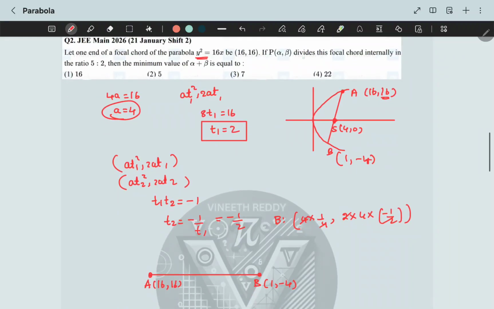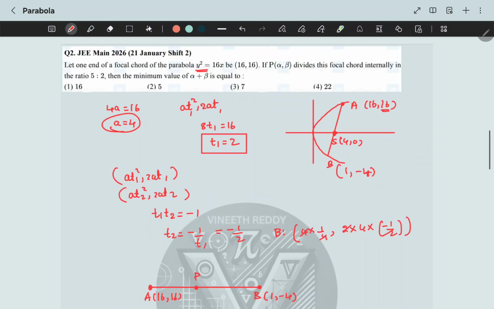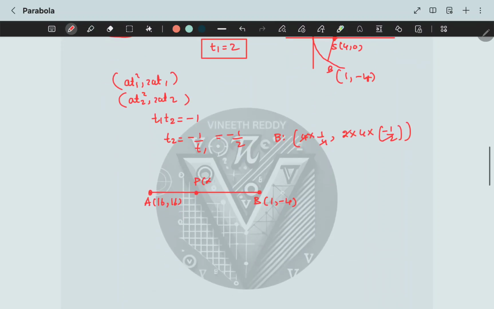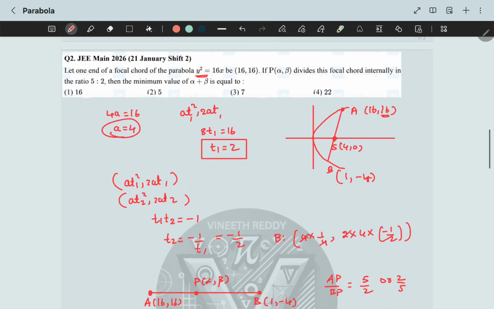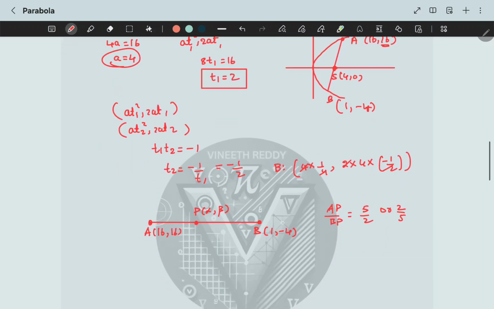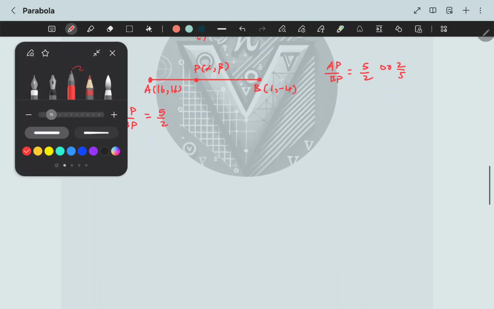Now P is any point which divides this focal chord internally in the ratio 5:2, right? Then the minimum value of alpha plus beta. Now the question is, is AP by BP 5 by 2 or 2 by 5? That is not mentioned clearly. P is any point such that it divides this chord in the ratio 5:2, that means there are two cases possible. So case 1 is AP divided by BP is 5:2.